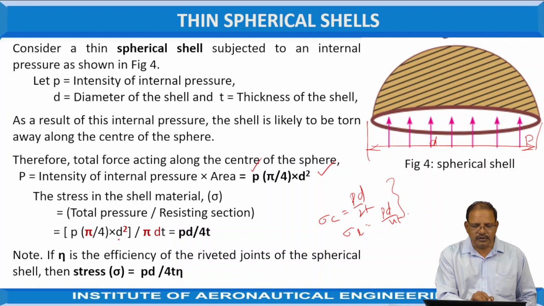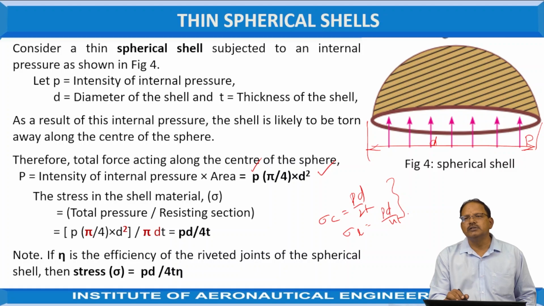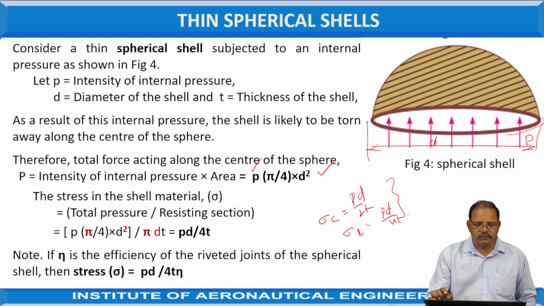It is the total force that is acting in the upward direction, divided by the resisting area, because we have to determine the stress that is induced. That is the force divided by the resisting area required. The resisting area is nothing but the wall thickness along the circumference. That means we can take it as pi D multiplied by the thickness, so pi D t.